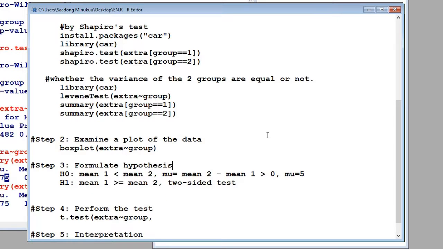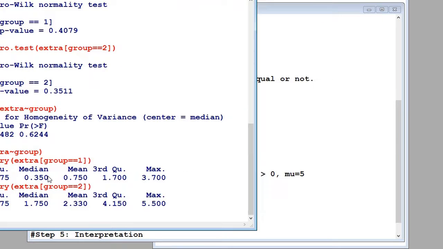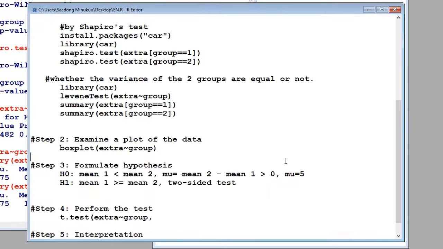the exploration of the data that we did. We noticed that the median of group 2 is above that of group 1. So we assume that within the real population, the mean of group 1 will be less than the mean of group 2, which means the difference, which is mu here, between mean 1 and mean 2, will be greater than 0. Now we are assuming that this difference should be 5.